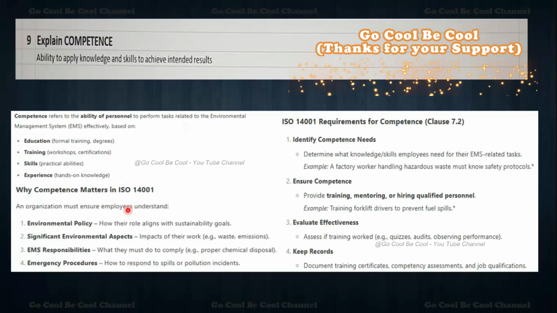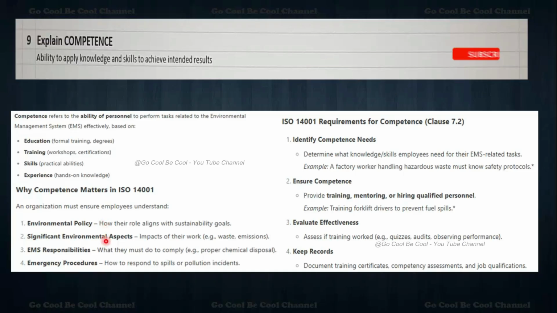Why does competence matter in ISO 14001? Environmental policy, significant environmental aspects, EMS responsibility, emergency preparedness. So what are the things we are supposed to do? Now, for 7.2, competence, identify competence needs. You can also write like this in the examination: determine what knowledge and skill employees need for their EMS-related tasks. Example, a factory worker handling hazardous waste must know safety protocols and everything.